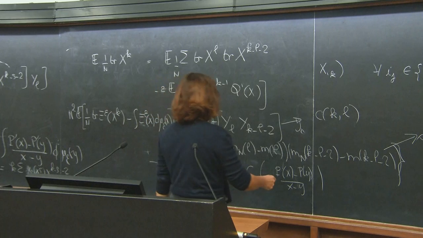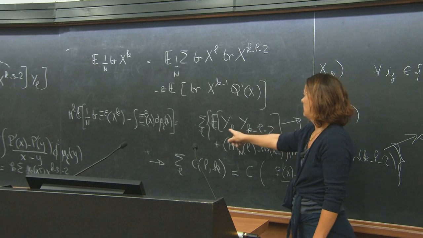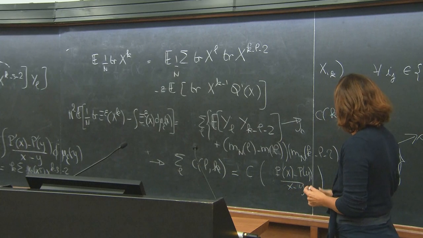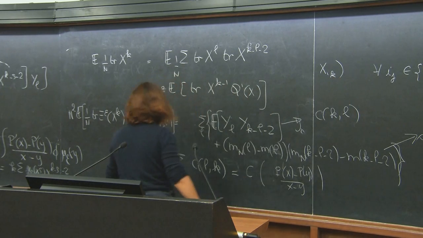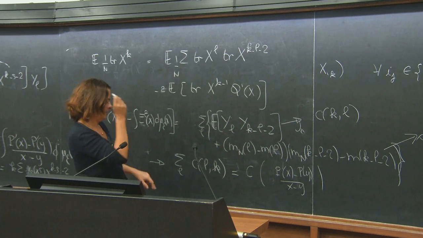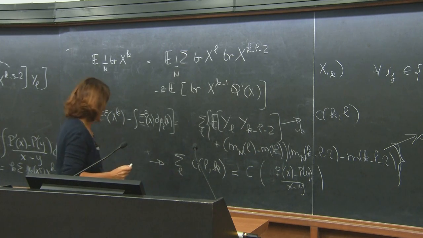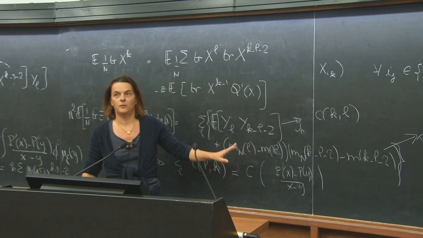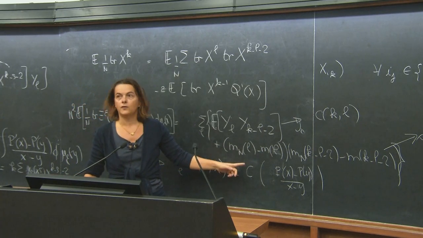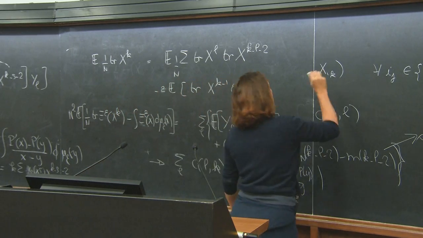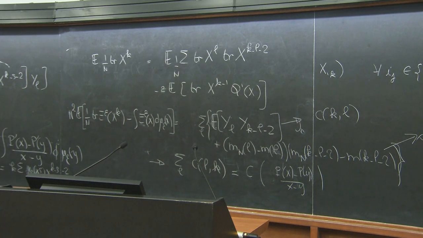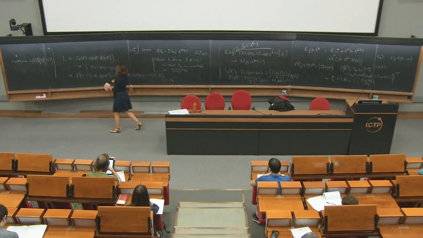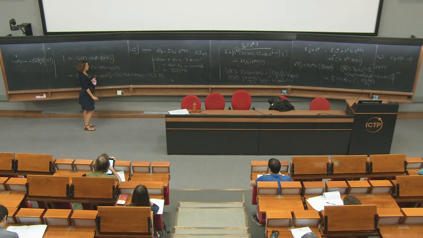Yeah, okay, so it's again the same trick. So okay, I admit I have been a bit fast, but C is a covariance. C is just this function. Where did I write C? Ah, okay. The covariance is defined as a bilinear function on polynomials, okay?